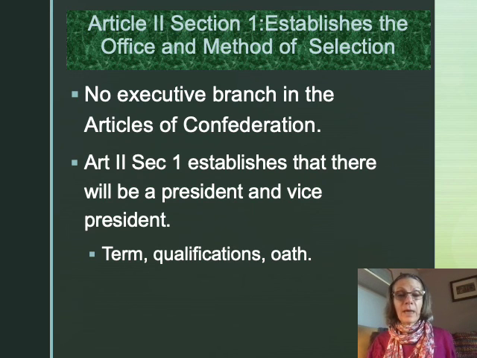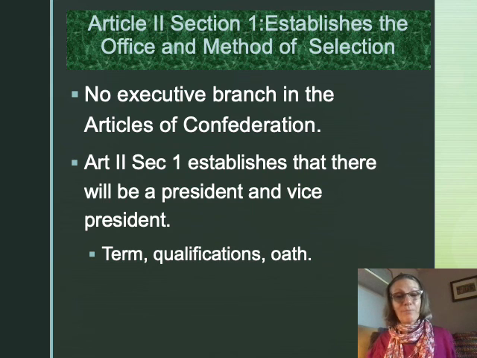The term of office that was established in Article 2, Section 1 is a 4-year term. But there was nothing in the Constitution that said there were a limited number of terms that you could serve. It was just basically the norm that a president would serve no more than 2 terms, because that is the norm that George Washington, the first president of the United States, set. And so he served 2 4-year terms. He could have run for a third, but he said no. He wanted to establish the precedent that a president shouldn't serve more than 2 terms.